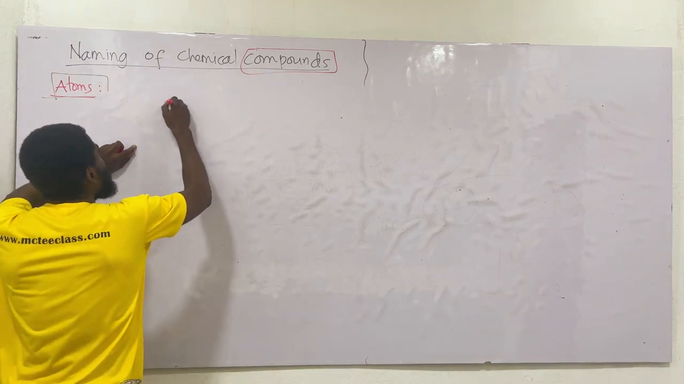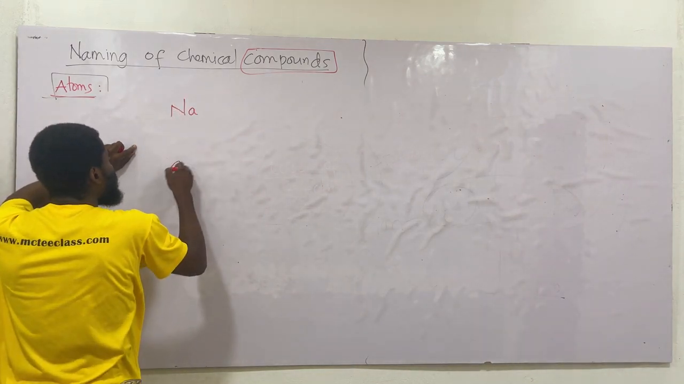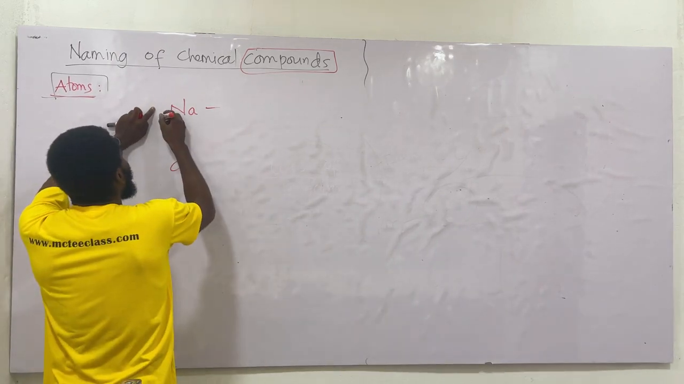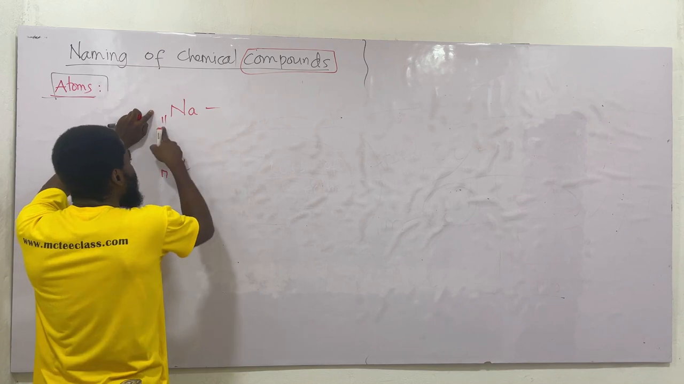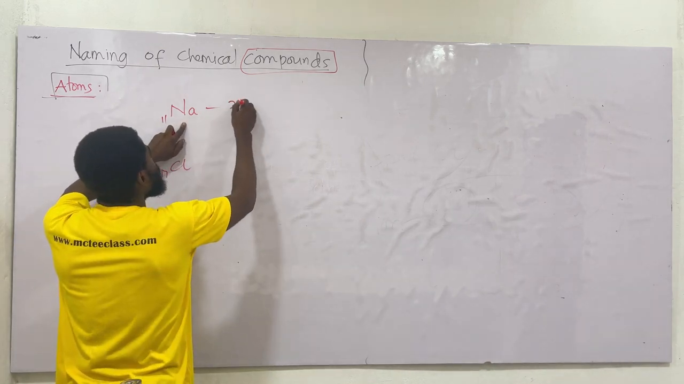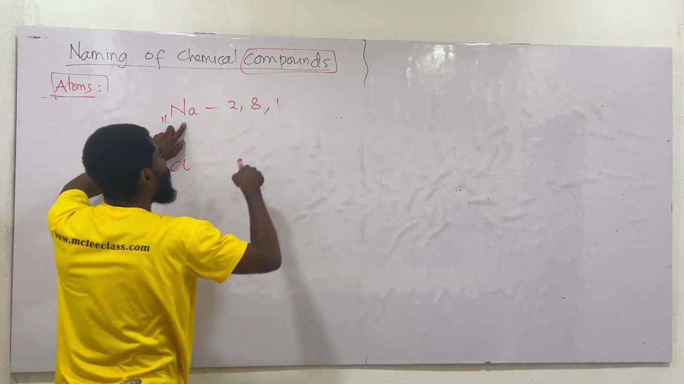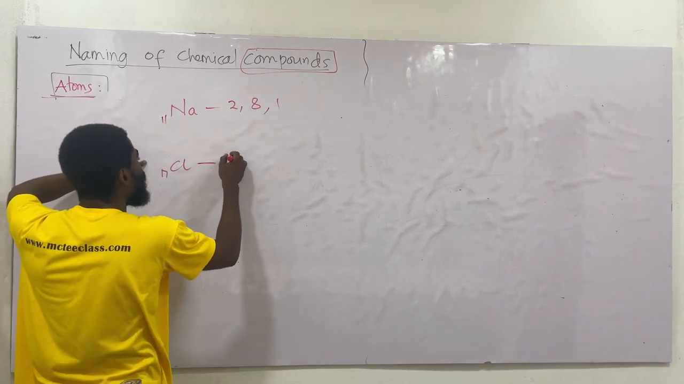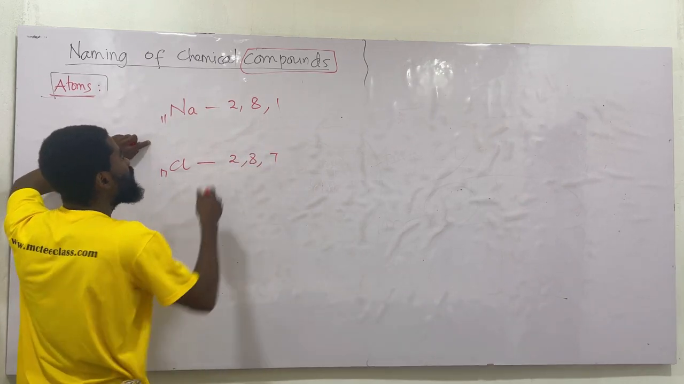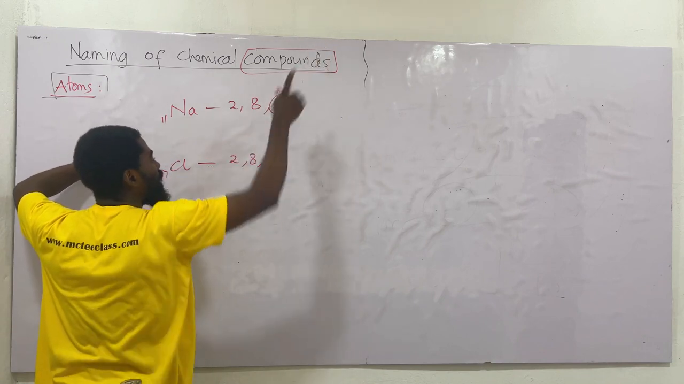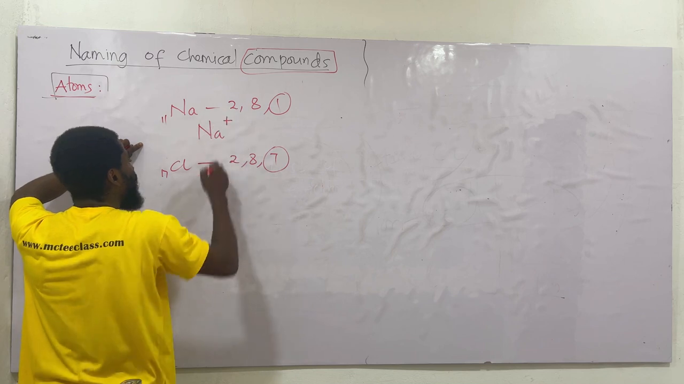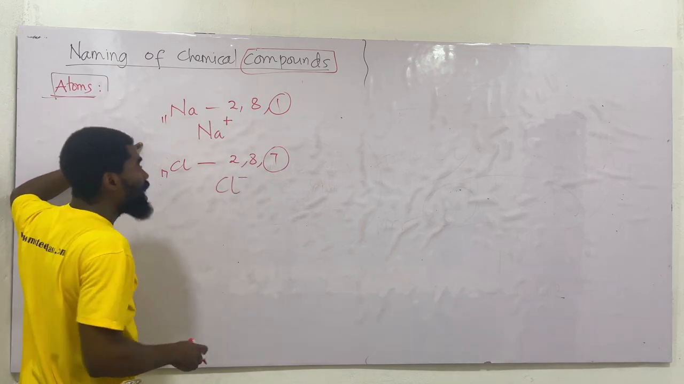So we are looking at sodium, Na, and Cl. Let's try and form a compound out of this. Now sodium is number 11 and chlorine is number 17. Help me write the electronic configuration for this guy. Electronic configuration gives me 2, 8, 1. Then the configuration of this will give me 2, 8, 7. Now, when this happens, this guy must give out its 1, and this guy will receive 1. So sodium now forms an ion which is Na plus, and chlorine forms Cl minus.